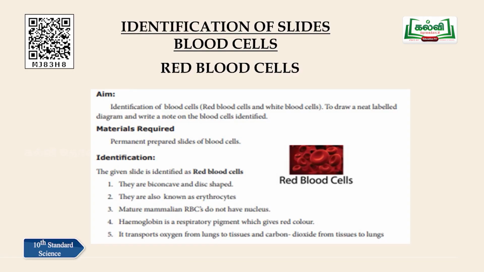Now, the third in your textbook is identification of slides that I can't show you. When you are taken to the lab, your teachers will show you. There you are just going to write the given slide is identified as red blood cells, and the second one is white blood cells. Red blood cells you see here, and the first topic blood circulation, circulation in animals I taught you 2 to 3 types, components of blood: RBC, WBC and plasma. That one only you have it for the practicals also.